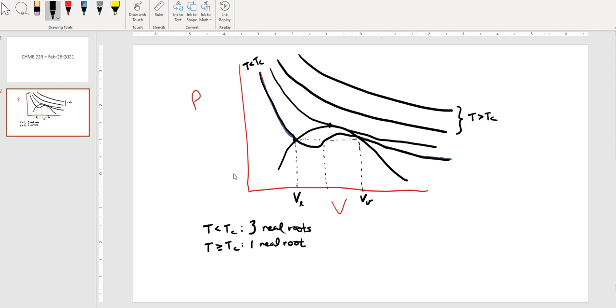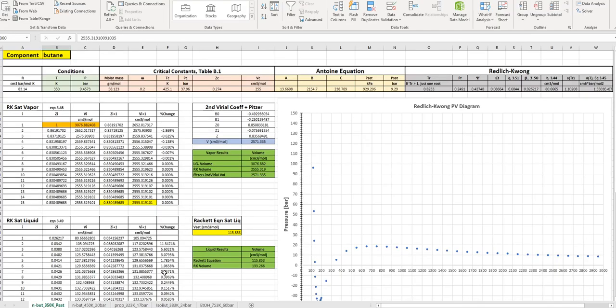So that's a little preamble for dealing with these cubic equations. Now let's look at an example, and this is an example from your textbook. I forget which problem this is, but there's a problem in the back of your textbook that asks you to solve for the molar volumes for a number of components at a number of different conditions. And here we're looking at butane.